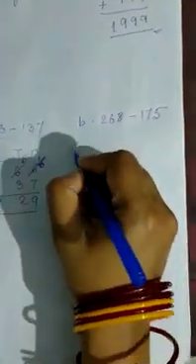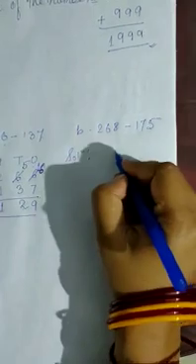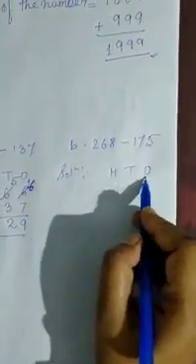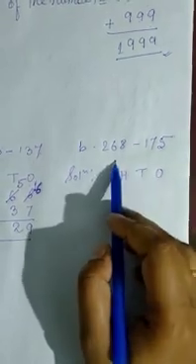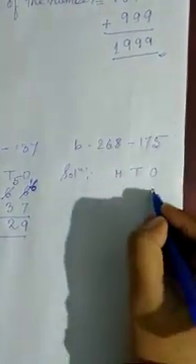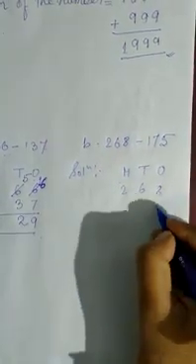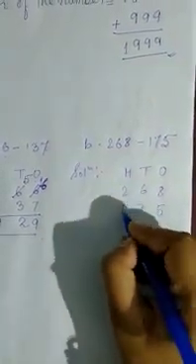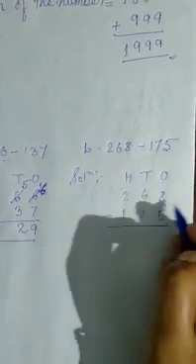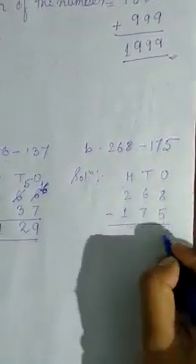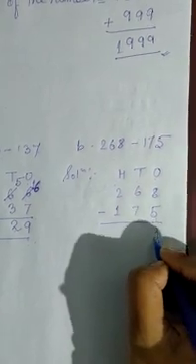In the same way I am showing you question number B. At first we arrange the numbers in hundreds, tens and ones, because they are given 3 digits. So we arrange 2, 6, 8, then 5, 7 and 1. Now you subtract. 8 is greater than 5, so we can directly subtract. 8 minus 5 is?